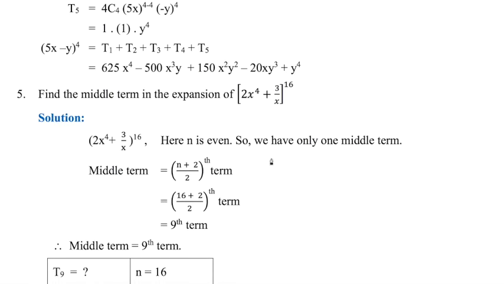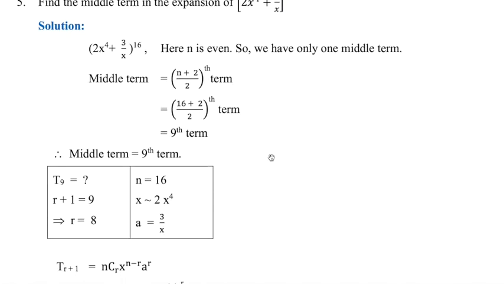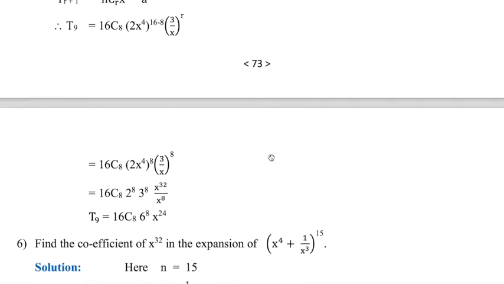Find the middle term in the expansion. 16 plus 2 by 2, how much? 18 by 2. The ninth term is the middle term. Then you need to find T9. T9 means r plus 1 is 9, r equal to 8. We'll proceed as usual.